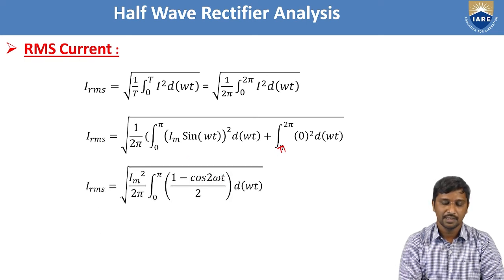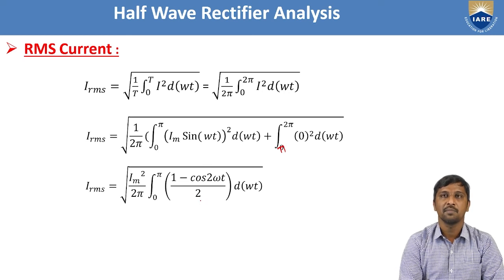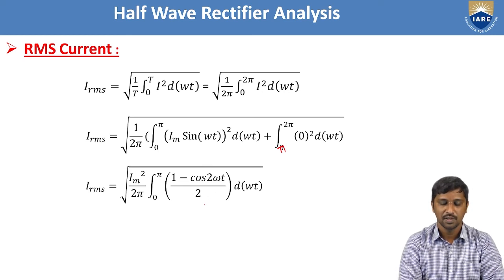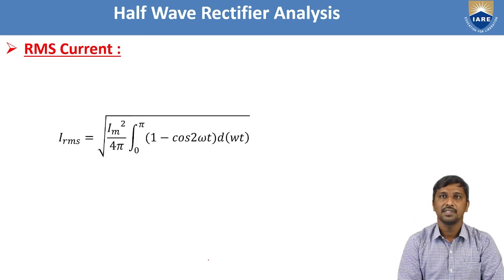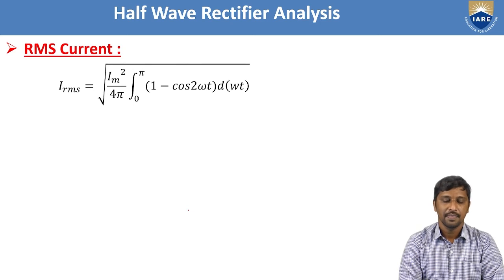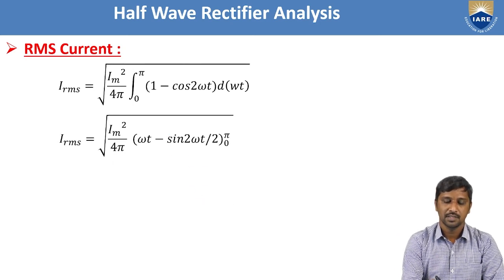Just apply the integrals here. Then sin square theta is equal to (1 minus cos 2 omega t) by 2. Then apply the limits and simplify. After this simplification, you can apply the integral: the integral from 0 to pi of (1 minus cos 2 omega t) d omega t. Just apply the integral function.